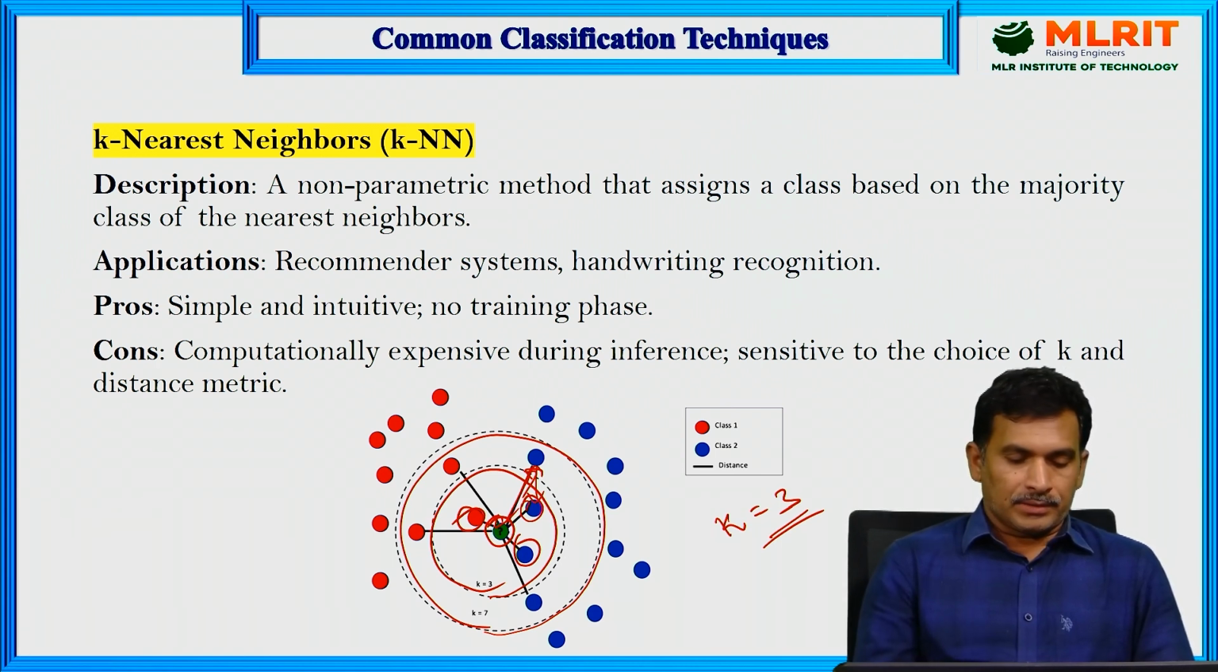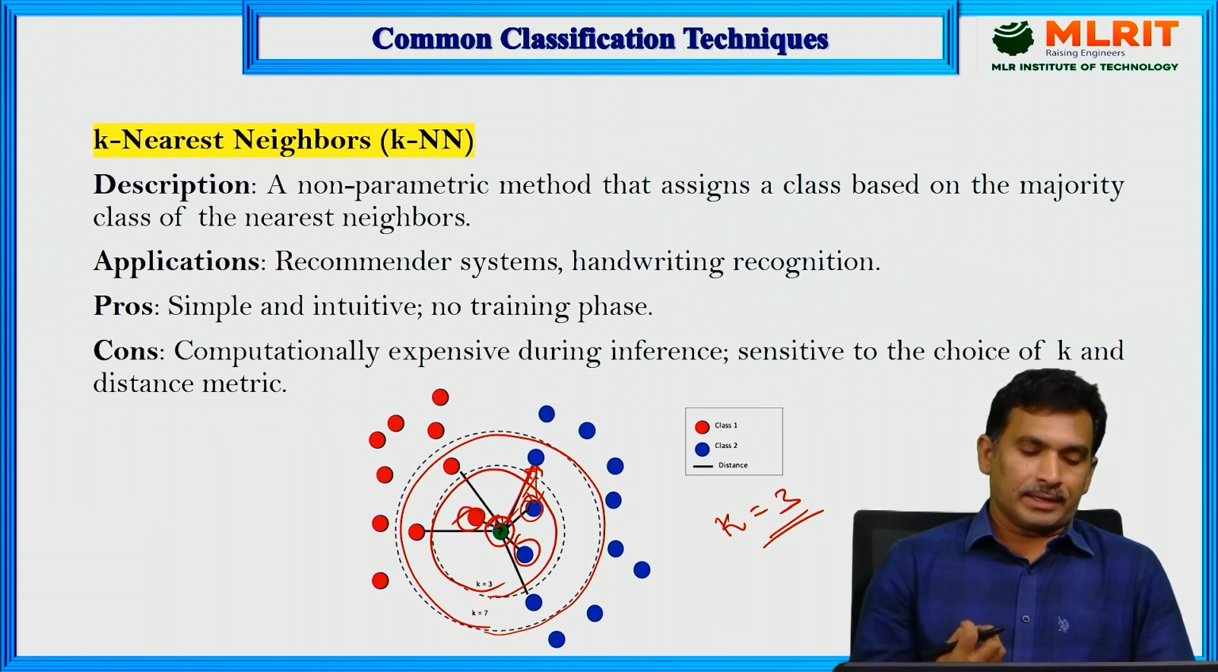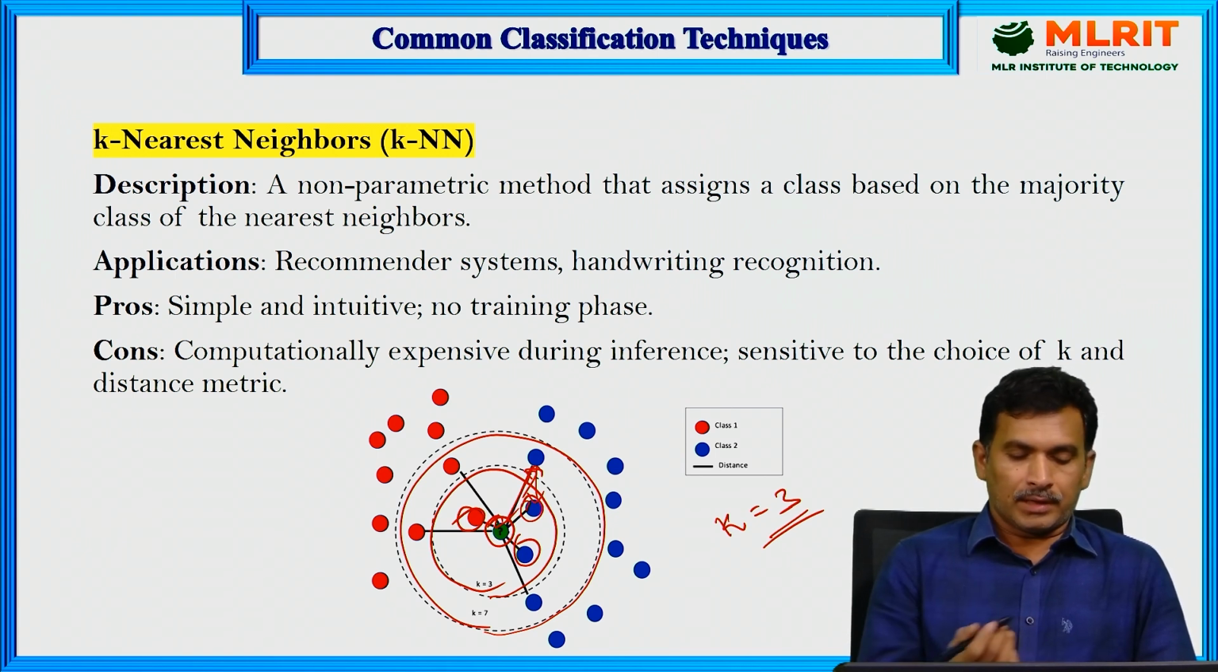So based on that distance, we'll identify the neighbors. Suppose k is equal to 7, so we have to collect the 7 nearest neighbors. The data points could belong to any other class. Then we have to count the voting.